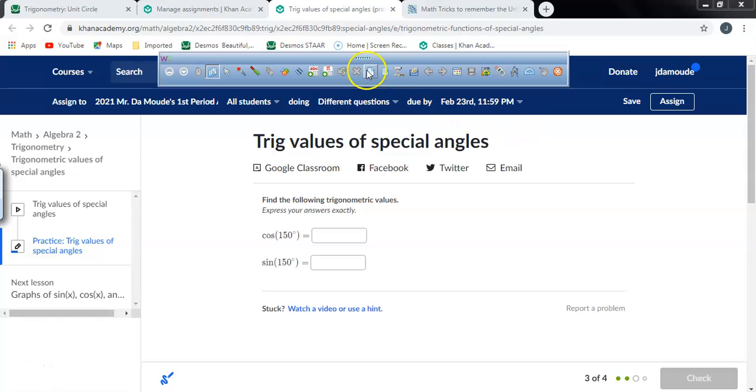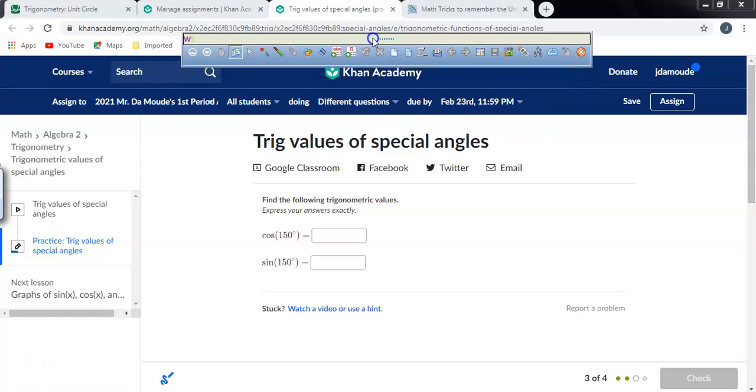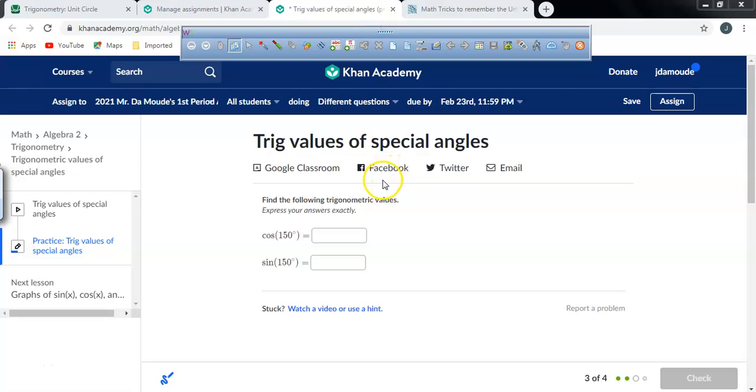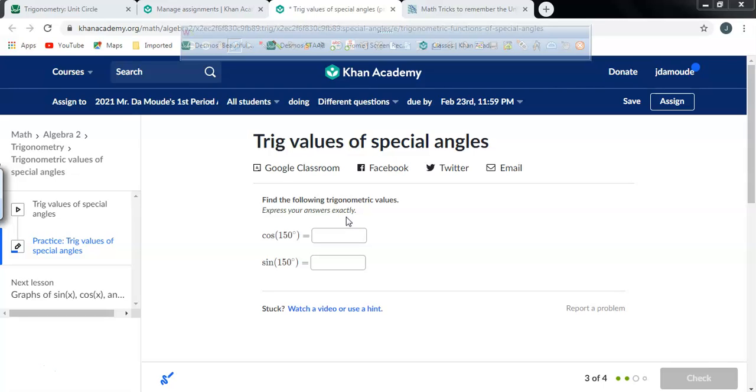So in this particular lesson, we're going to be talking about trig values of special angles. It's going to be important that you guys have a drawing of the unit circle. Dealing with this, it says find the following trigonometric values, express your answers exactly. So we're not going to be doing approximate values, we're going to be doing exact values.